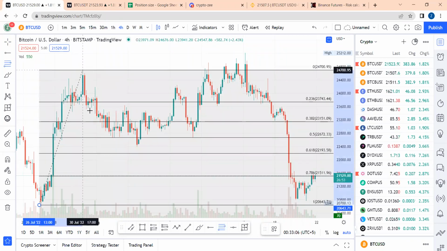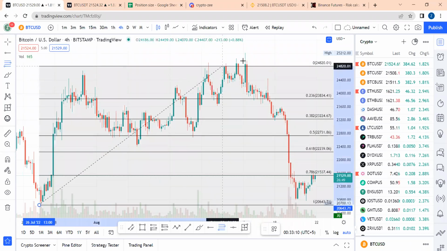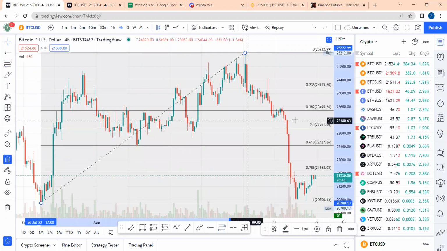So you go from left to right. You pick the lowest point. You go for the highest point, and that gives you the Fibonacci numbers in the sequence. And you can see how it respects each ratio every time. This is beautiful. You can see how it bounced, how it got rejected from here and came back to test this region and then came down.